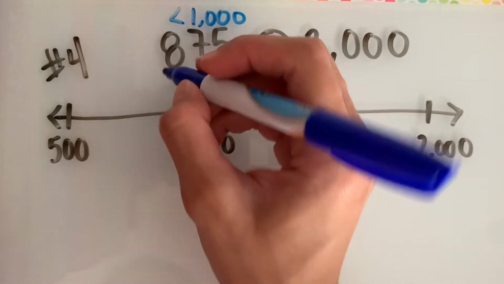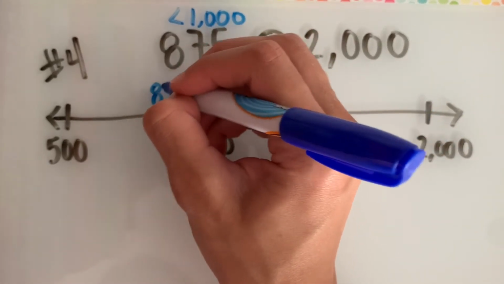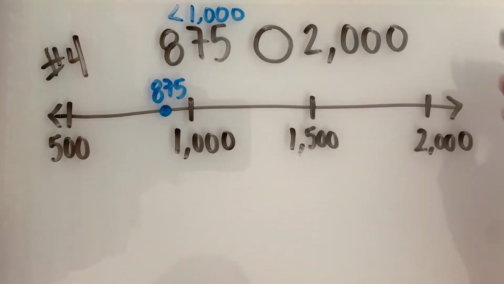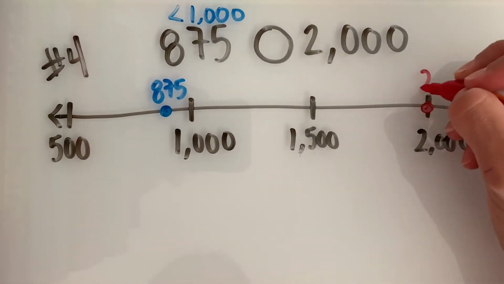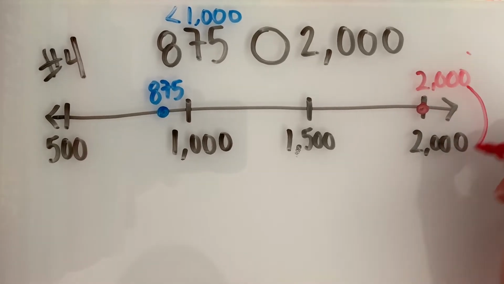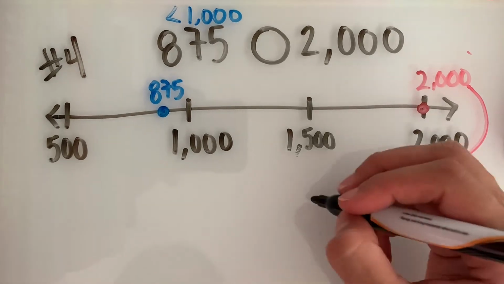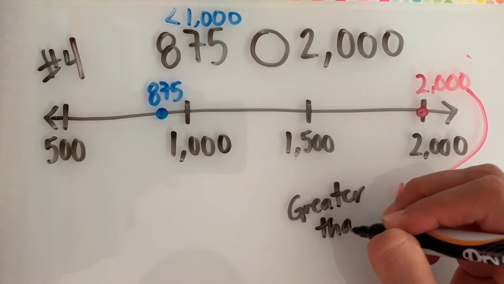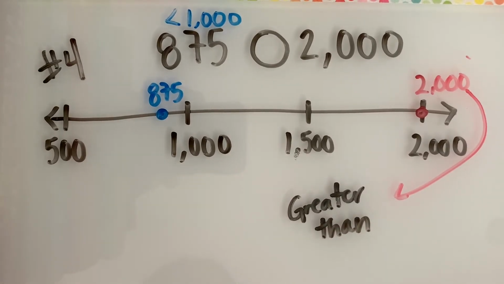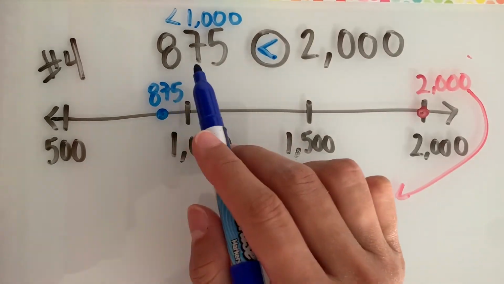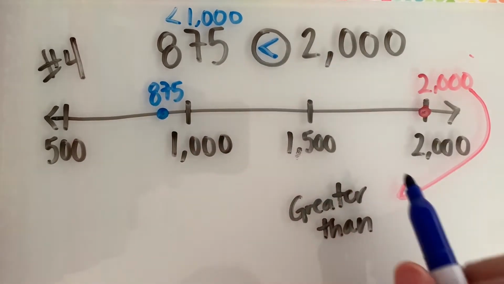875, I know that it is definitely bigger than 500, but it's less than 1000. So I'm going to plot it between the two and label my number. Then I'm going to plot and label my 2000 mark as well. Now remember what I just said about being off to the right. The more it is to the right side, the greater the number is. So 2000 is greater than 875. When we read it, it says 875 is less than 2000.